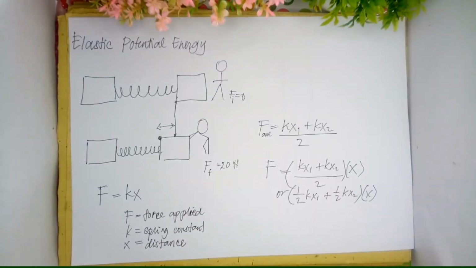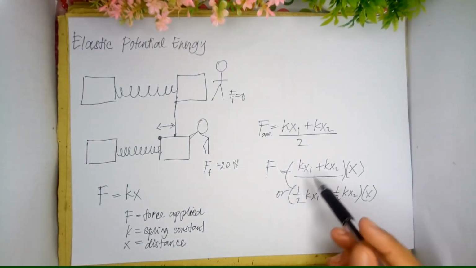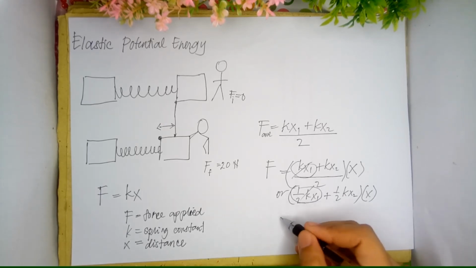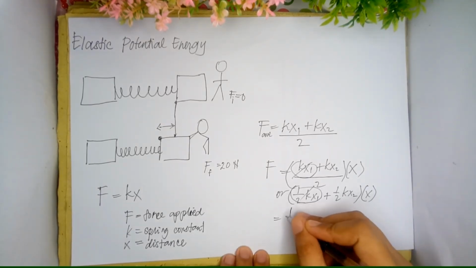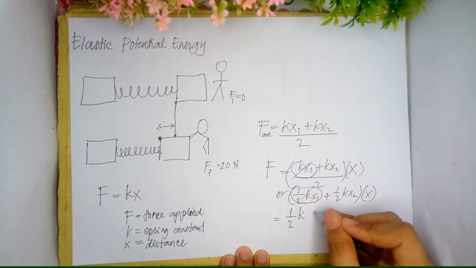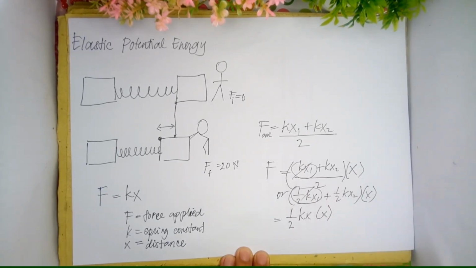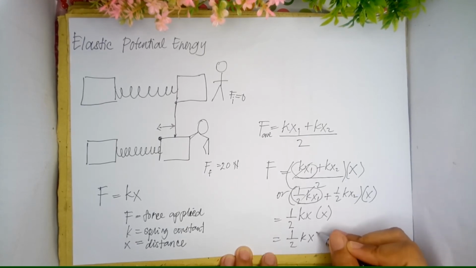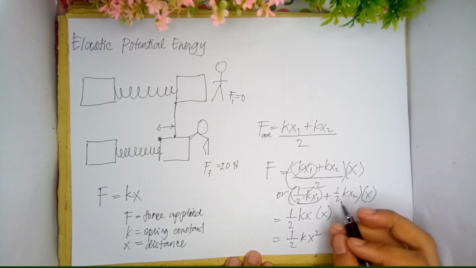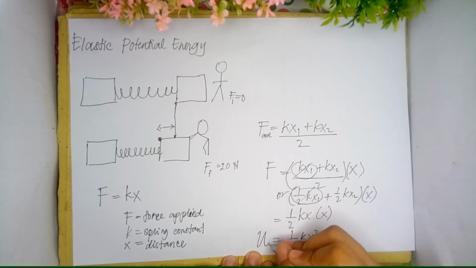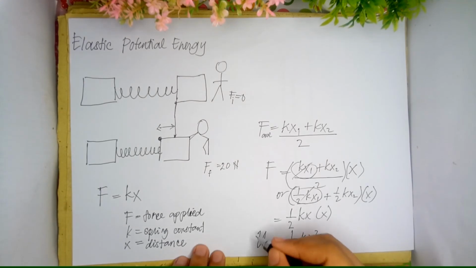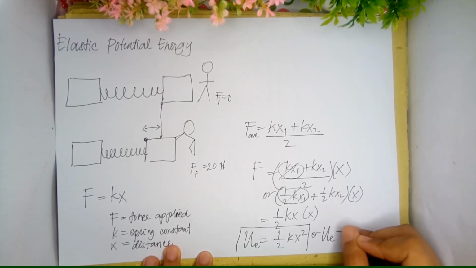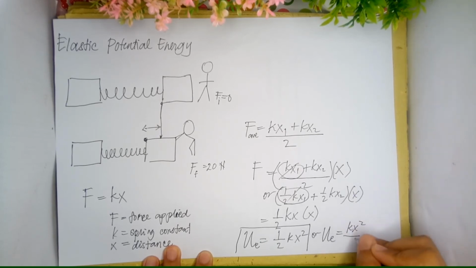Ngayon, since yung ating initial na force is 0, so we are going to eliminate these quantities. So we will only be left with 1/2 of kx times x, or half of spring constant times displacement or change in position squared. So that will be our final formula for elastic potential energy. Okay? Or pwede rin naman natin siyang isulat na elastic potential energy is equal to kx squared over 2.